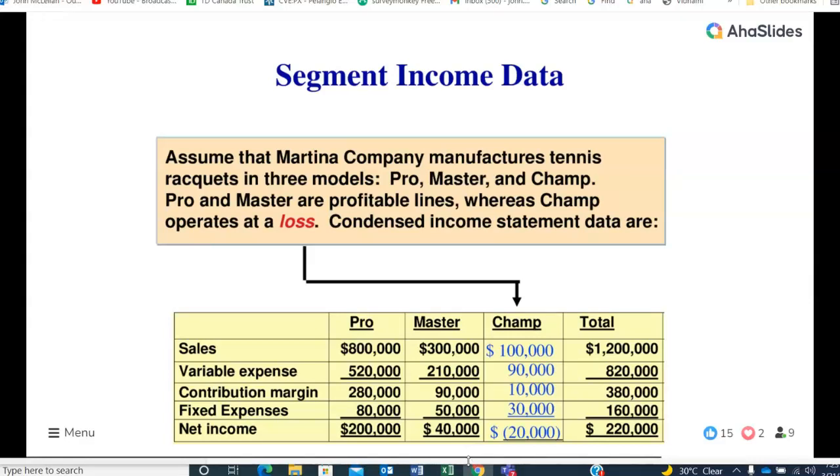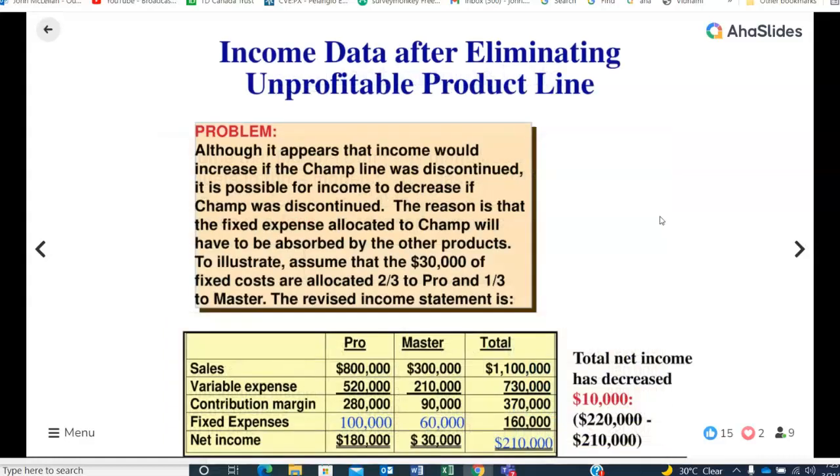So do I get rid of Champ? Because Pro has given me 200. Master's given me 40 if I just look at the bottom line. But Champ is chewing up 20 of that. If I get rid of Champ, my profit should go from 220 to 240. Makes sense. So let's get rid of Champ. So we get rid of Champ.